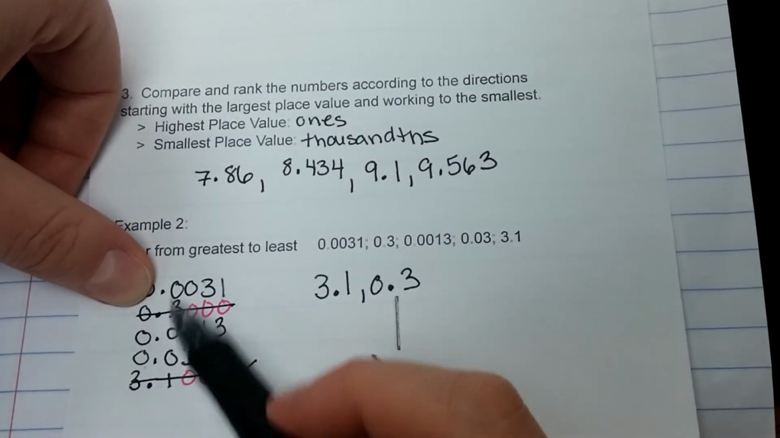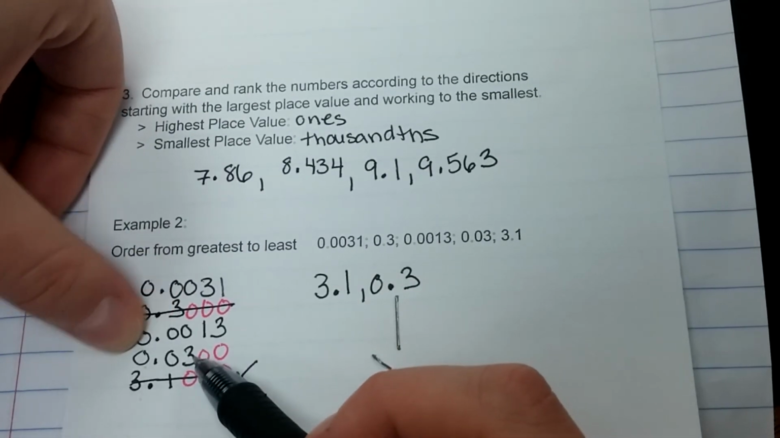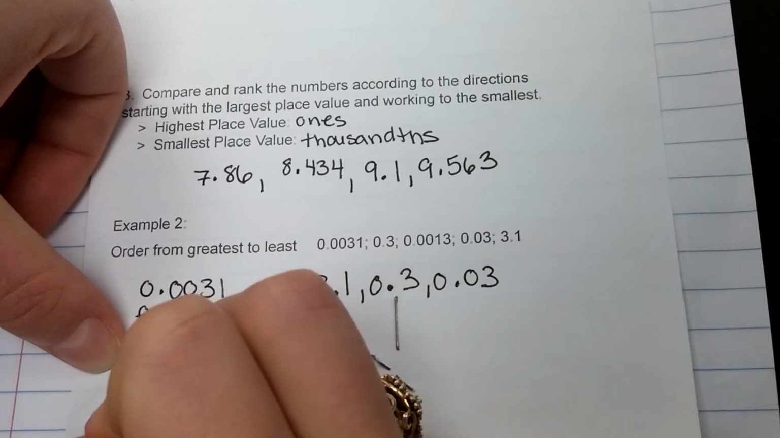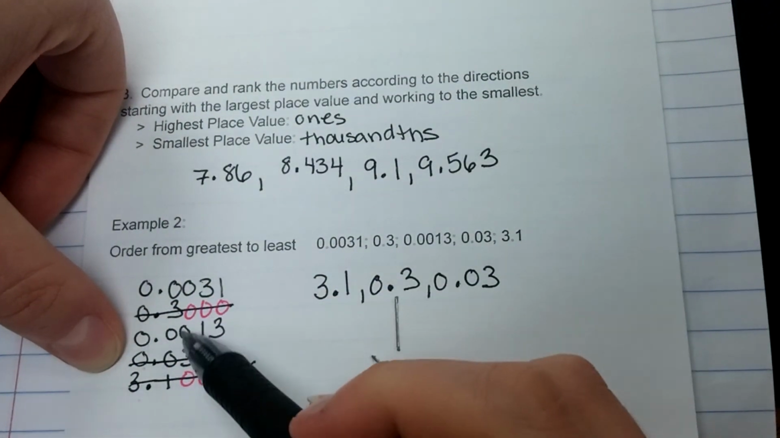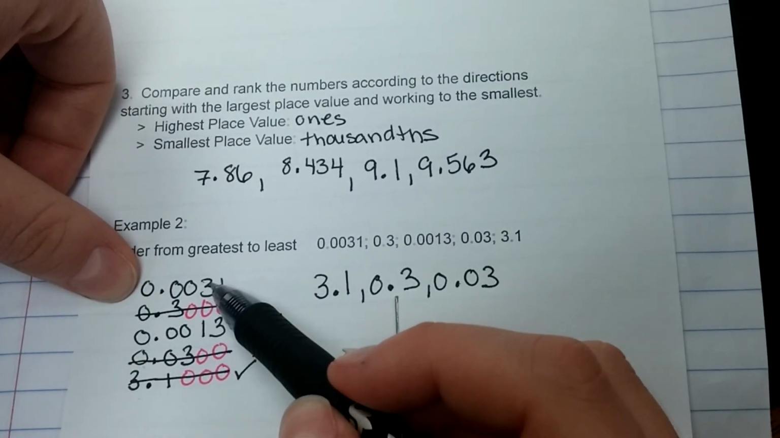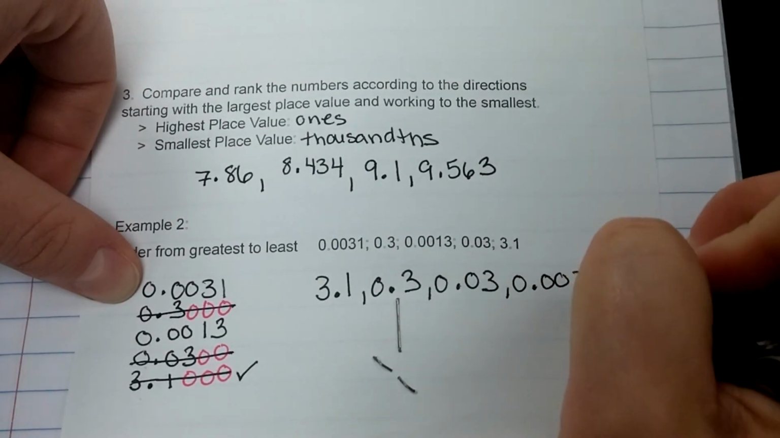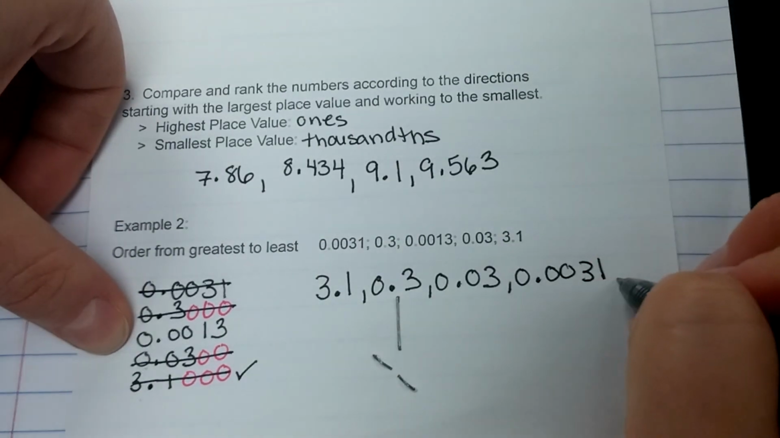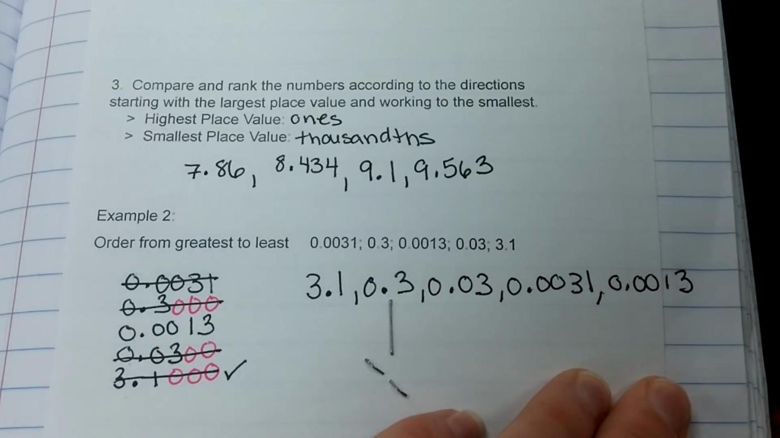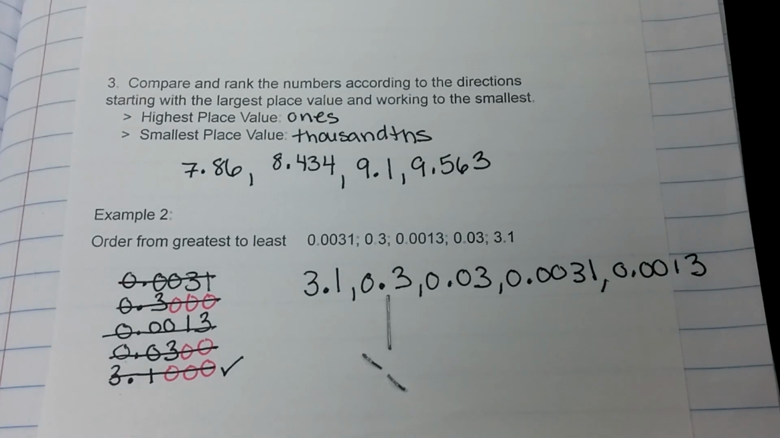Alright, I have 3 zeros here, so the tenths place is no longer helpful, so I move to the hundredths place. I have a 0, a 0, and a 3. That one is the biggest right here, so 0.03, and I could cross that one off. Alright, I have 2 zeros, so the hundredths place is no longer helpful, so I have to move to the thousandths place. I compare a 3 and a 1, the 3 is bigger, so 0.0031. Cross that one off, which means my smallest number is 0.0013. So hopefully that's a quick review for you on how to order decimals, and we can keep on chugging with this unit.